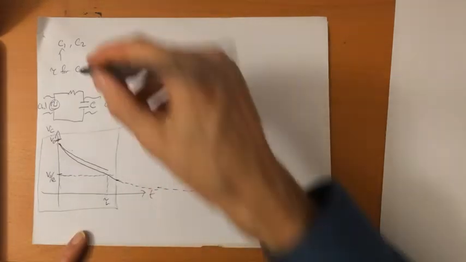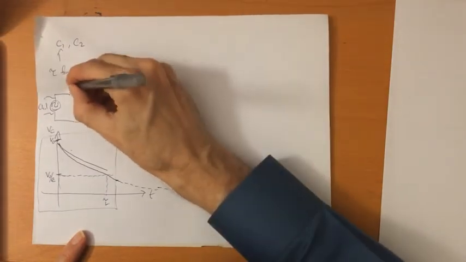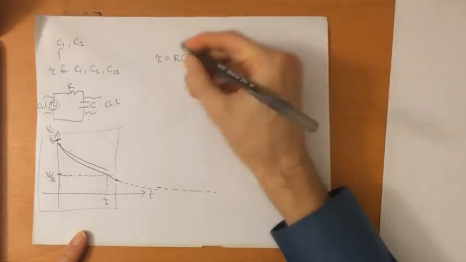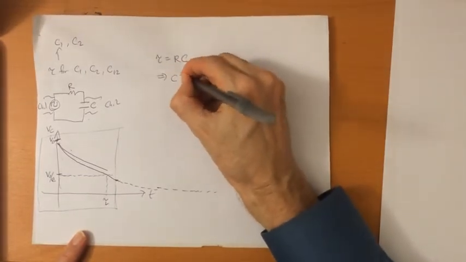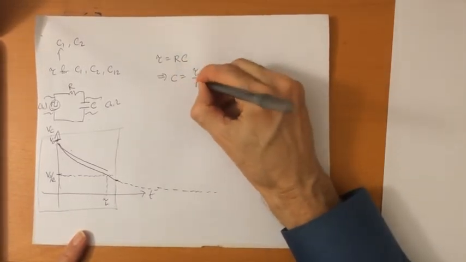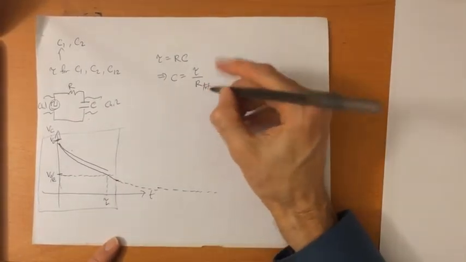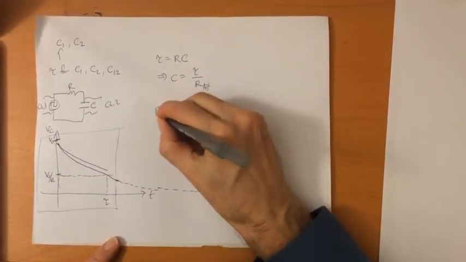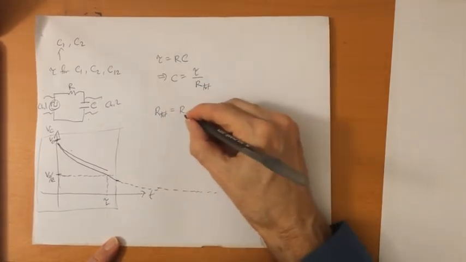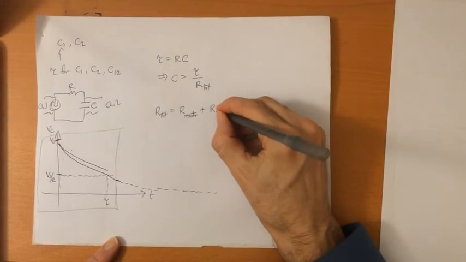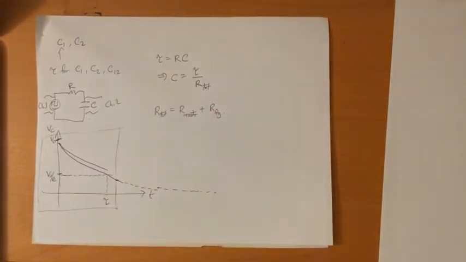Once you have the time constant, by the way, you should be able to calculate the capacitance, right? Because the capacitance is simply going to be the time constant divided by the resistance. The only wrinkle here is that you want to use the total resistance. So the total resistance is given by the resistance of the resistor, and there's also the resistance of the function generator itself.